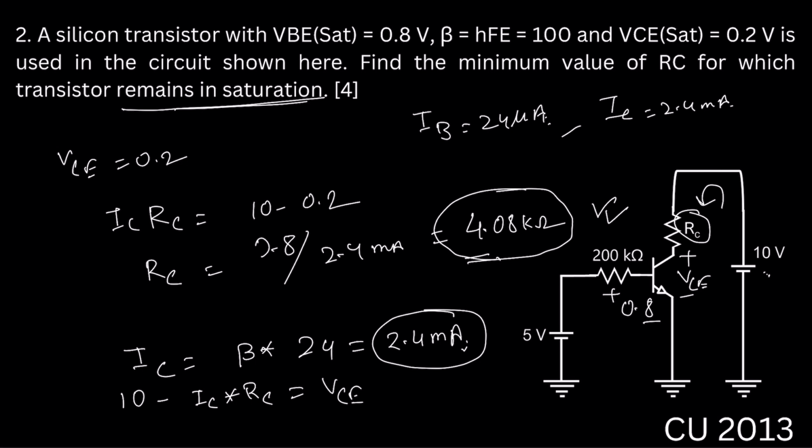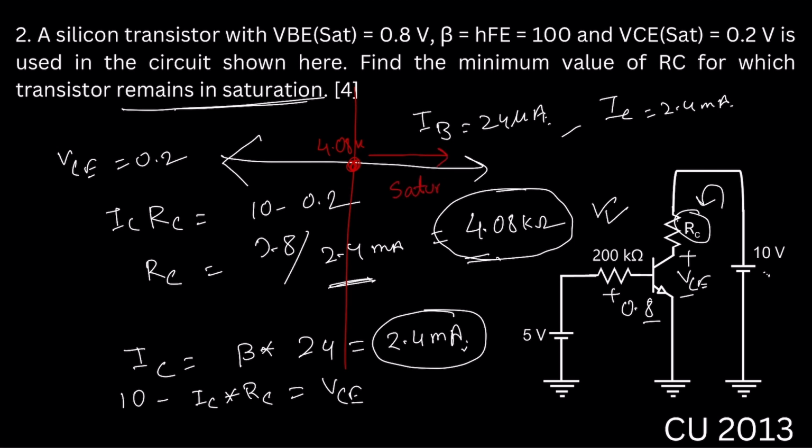And if we decrease RC from 4 kilo ohm to 3 kilo ohm, then what will happen? IC is 2.4 milliampere, so the voltage drop across RC will be 7.2 volt. That means VC will be 2.8 volt, which is higher than VCE saturation. So if I draw it like this, the point is 4.08 kilo ohm. If I increase the resistance, this will be the saturation region, and this will be the active region.